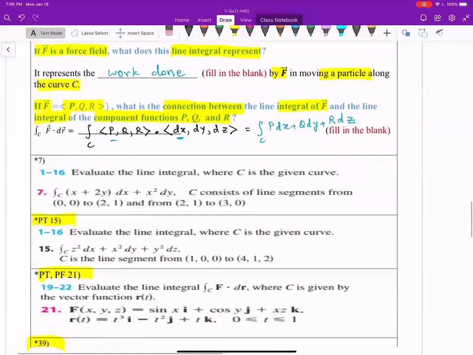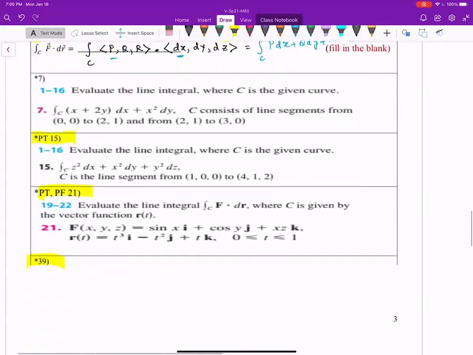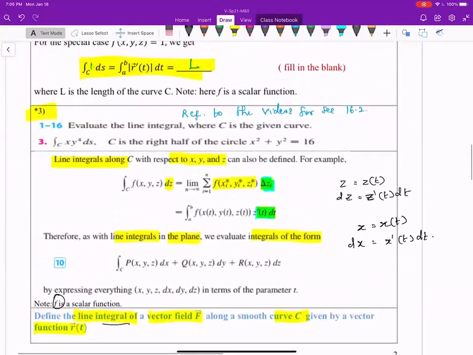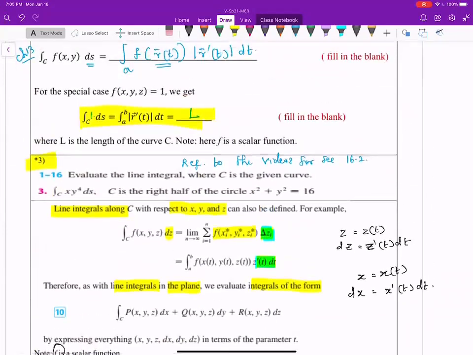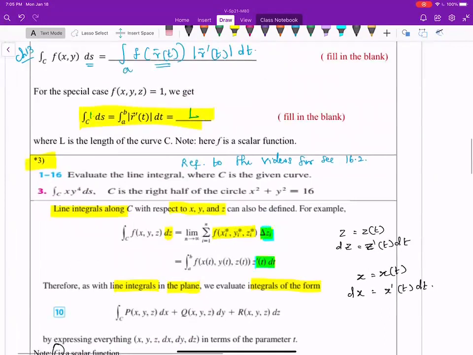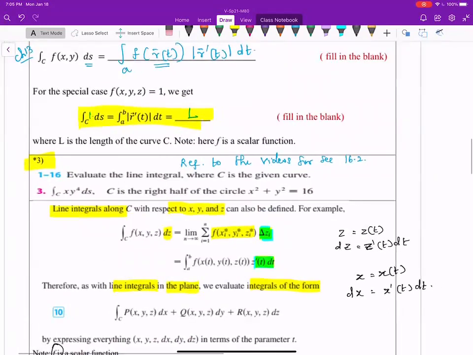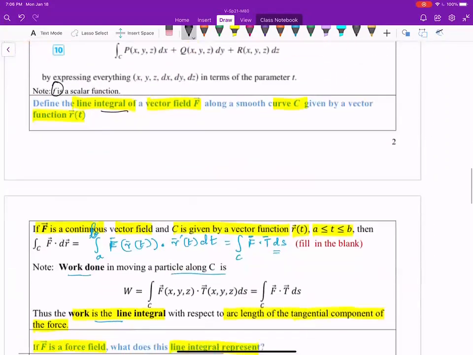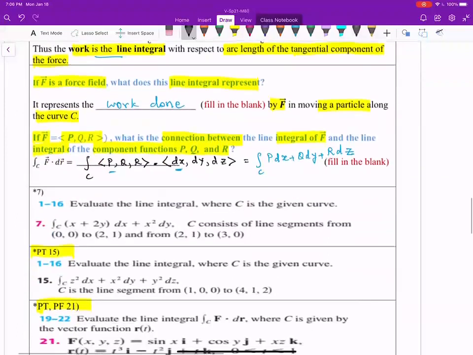As I said earlier, you can check these problems: problem number 15, problem number 21, problem number 39, and also problem number 3. All these problems are done in the section videos for section 16.2. Please refer to those videos. For this video, we will show one example. Let's pick problem number 7.